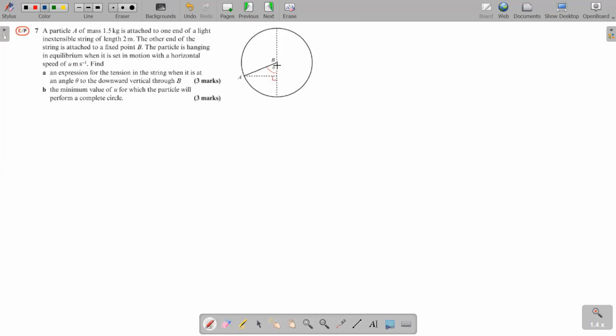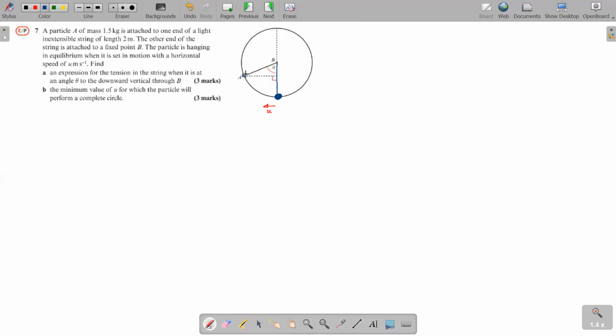So can you see the particle is hanging in equilibrium? At the beginning, if it's a string, you need to understand the string doesn't have the same support as the rod. So the string is hanging down. This is where it is initially. Then you're giving an initial speed of u. Find an expression for the tension in the string when it is at an angle theta to the downward vertical through B. So they're asking you to get an expression for the tension when the particle is at this point.